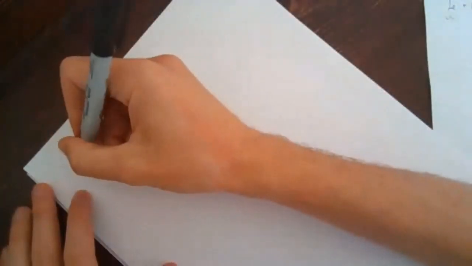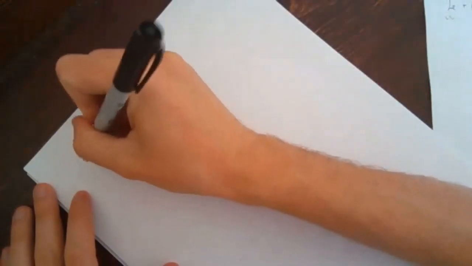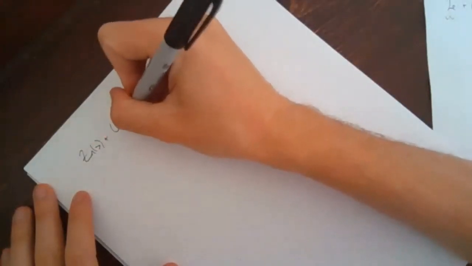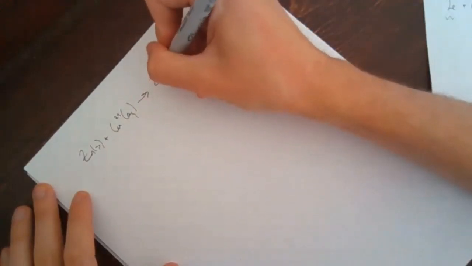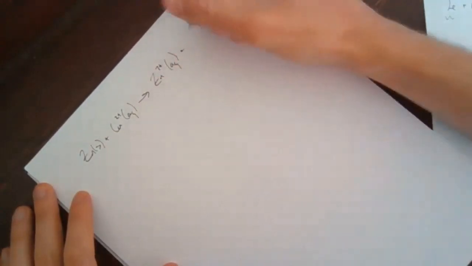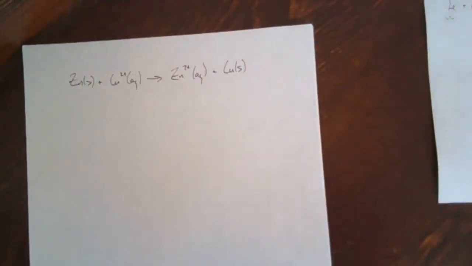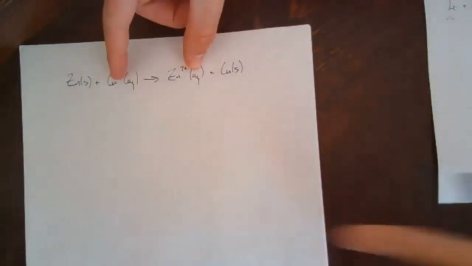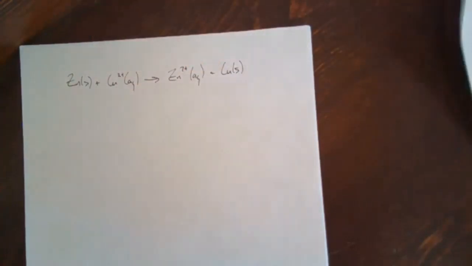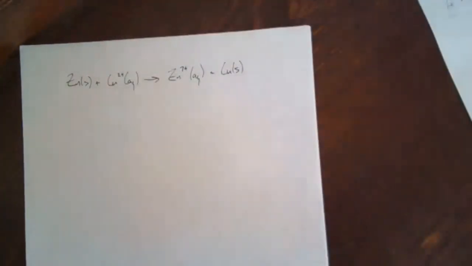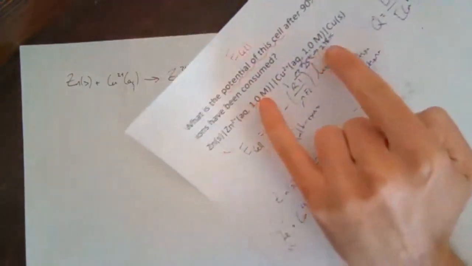We have our equation: Zn solid, Cu2+, Zn2+, Cu solid. And what we want is the concentrations of these two ions at some point in the reaction, after 90% of the copper ion has been consumed. So we're going to think about, well, where do we start? We were told that it's 1 molar concentrations. We start under standard conditions.